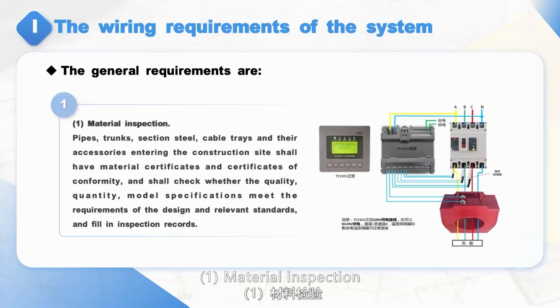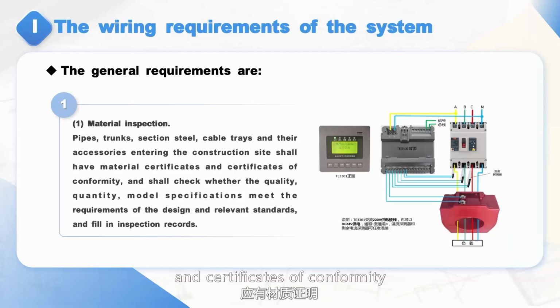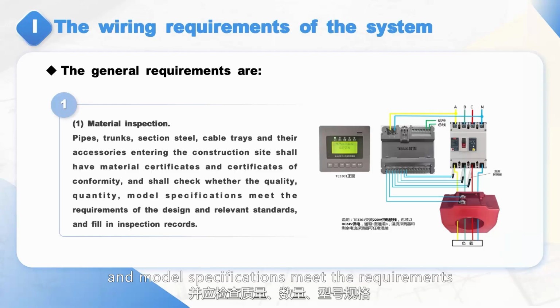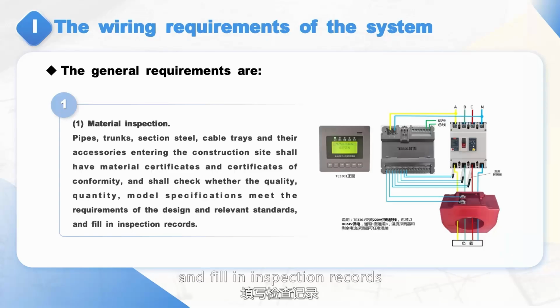A material inspection. Pipes, trunks, section steel, cable trays, and their accessories entering the construction site shall have material certificates and certificates of conformity, and shall check whether the quality, quantity, and model specifications meet the requirements of the design and relevant standards, and fill in inspection records.